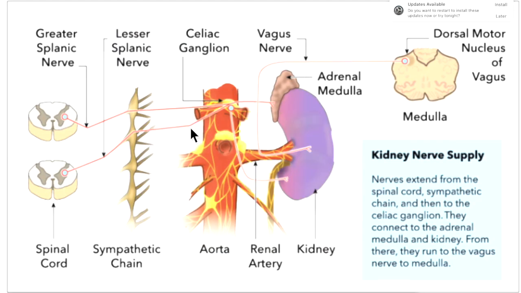This is the nerve supply of the kidney. It is supplied by the plexus of nerves coming from the celiac ganglion. The sympathetic nerve supply is from the T10 to L1 segments of the spinal cord. These nerves arise as an offshoot plexus from the celiac ganglion.